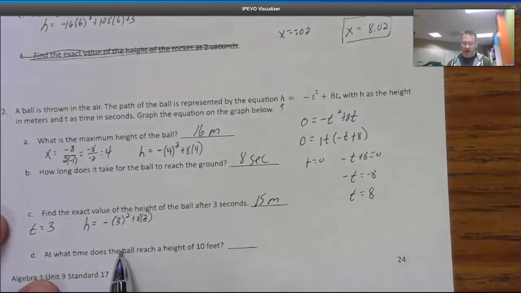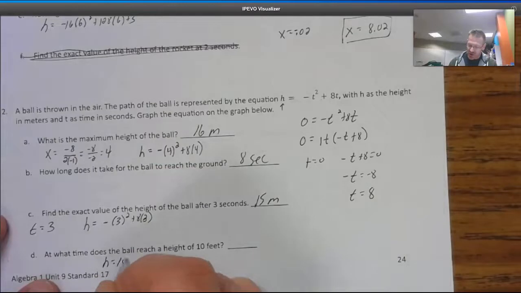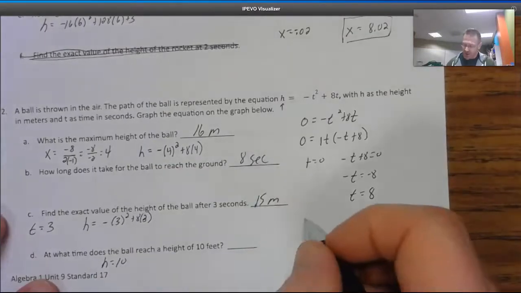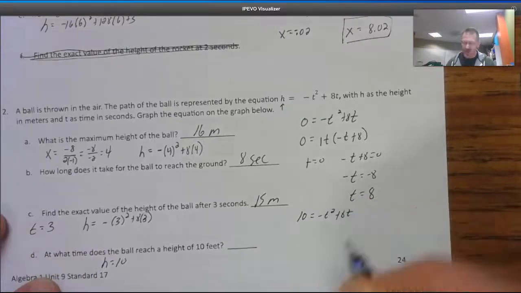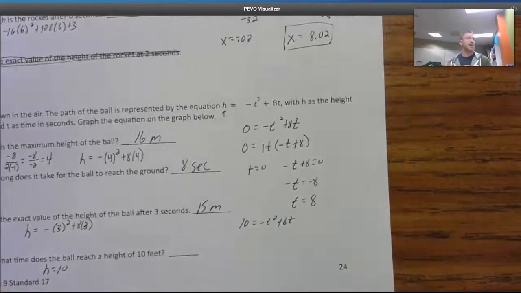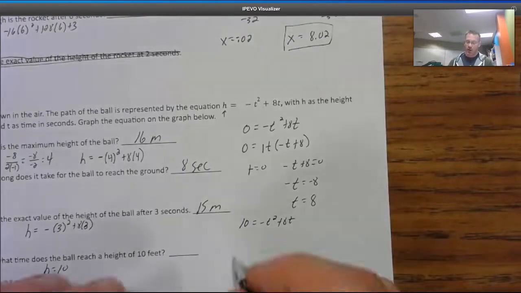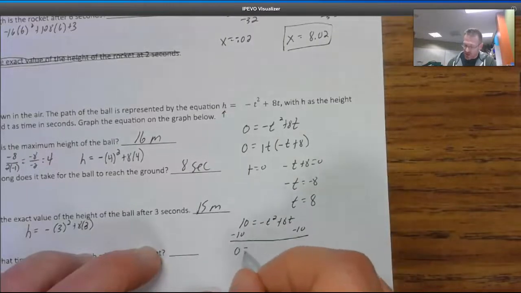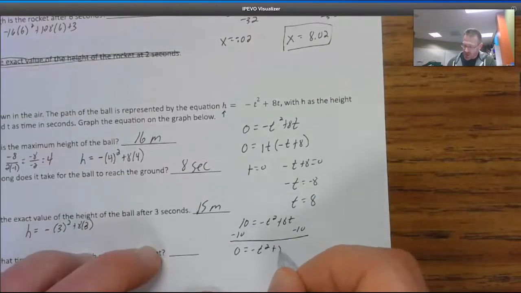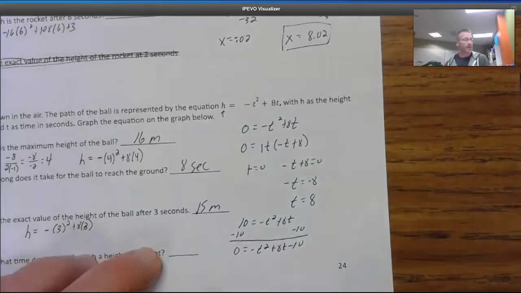Now notice this time we're looking for t. At what time does the height reach 10 feet? So h is equal to 10 this time, and I have to plug 10 in for h. If I do that, I get 10 equals -t squared plus 8t. Once again, anytime we solve, it has to be equal to 0. So the first thing I need to do is subtract 10 from both sides, and I get 0 equals -t squared plus 8t minus 10.